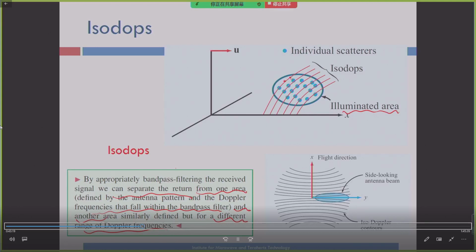So, for example, for a side-looking radar, this is the side-looking antenna pattern here. Then the radar system moves along the x-axis. For it, the iso-Doppler contours look like this. So for two points on the same line, the radar system cannot separate them. But for different lines, it can distinguish the difference. This will be used later in the azimuth resolution of the radar system.